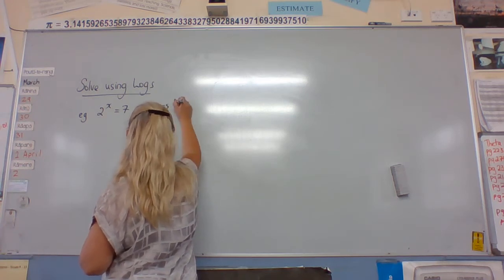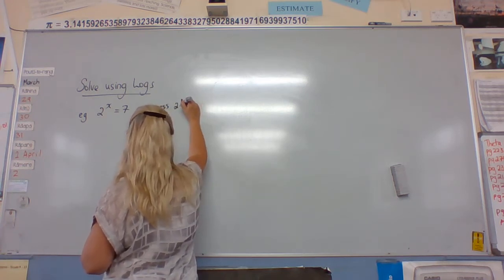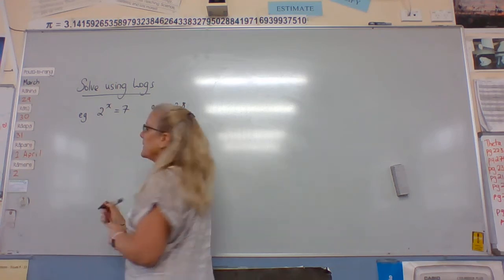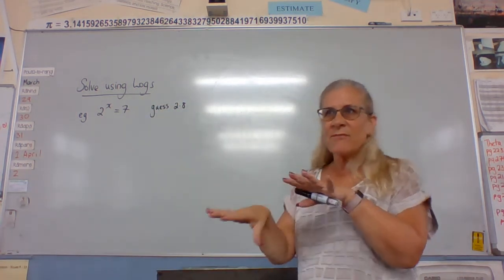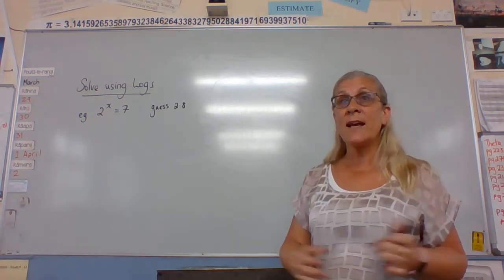The reason we guess is just to make sure that our calculator doesn't tell us a whole lot of porkies. 2.8-ish, give or take. Now we need an actual method to do this.